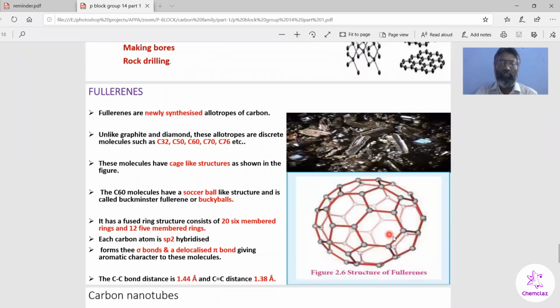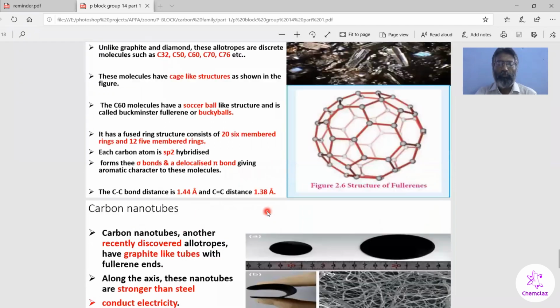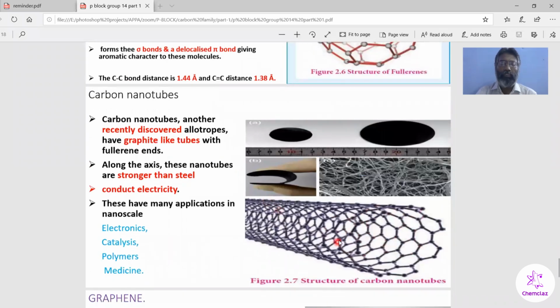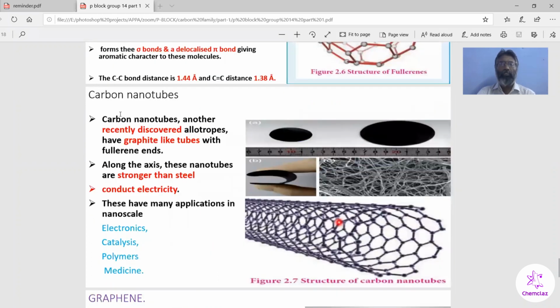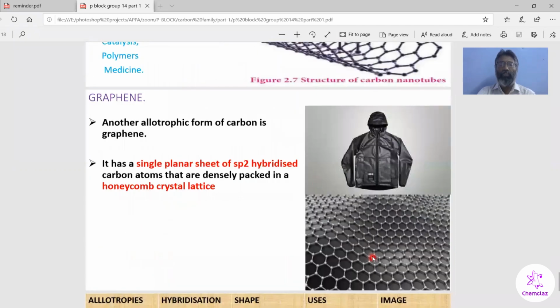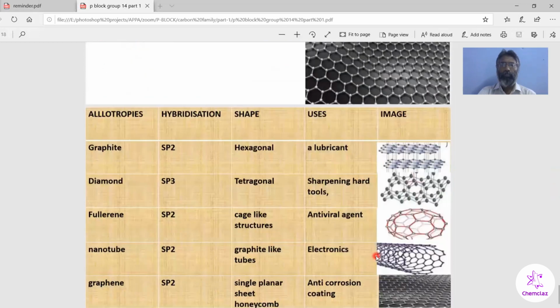So cage-like structure: carbon 60 is called buckyball. This one is a cage-like structure, fullerene. Tube-like structure, this one is carbon nanotube. Both are made up of the same carbon. What is different? The arrangement is different. This one is a sheet-like structure. So this one is a comparative study.